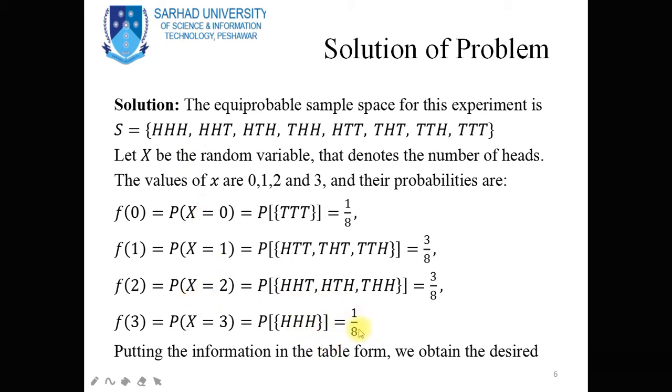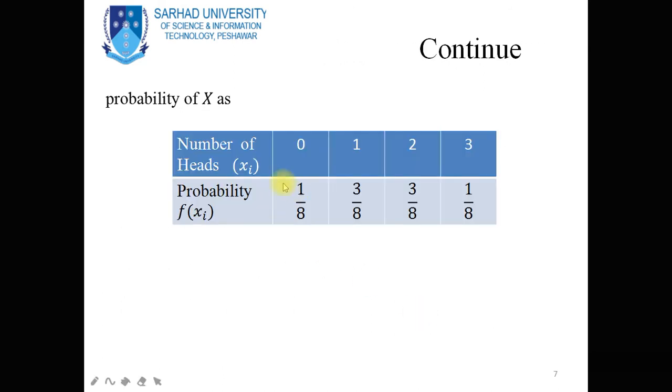Now putting this information in the table, you see over here, this X represents the number of heads, which we can say is the random variable. Capital X denotes the random variable, and small x denotes the values, the number of heads in the experiment: 0, 1, 2 and 3. And these are the probabilities. Now dear students, note that the sum of all these probabilities is equal to 1. If we add all these probabilities, 1 over 8 plus 3 by 8 plus 3 by 8 plus 1 over 8, which is equal to 8 by 8, and 8 by 8 is equal to 1.